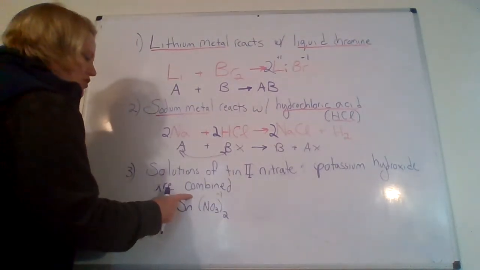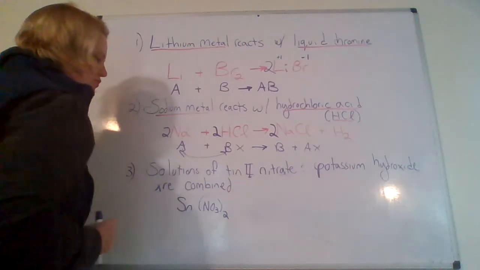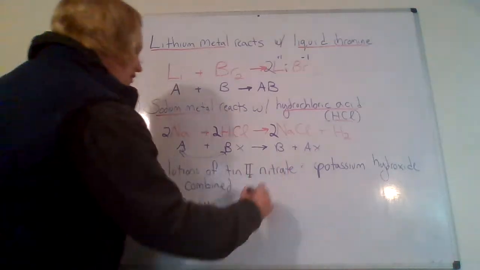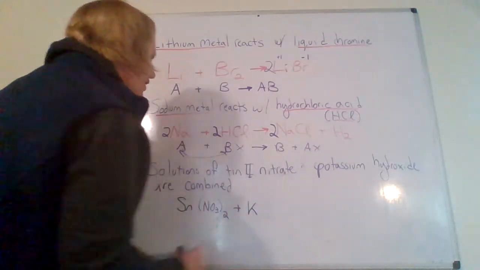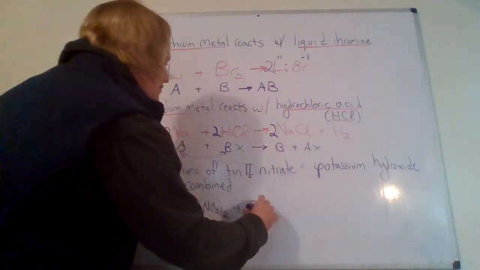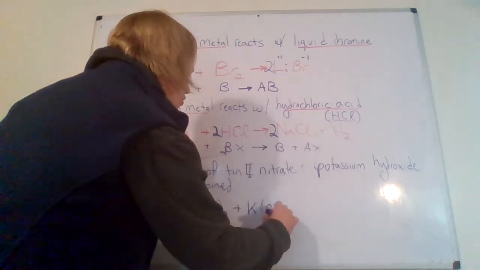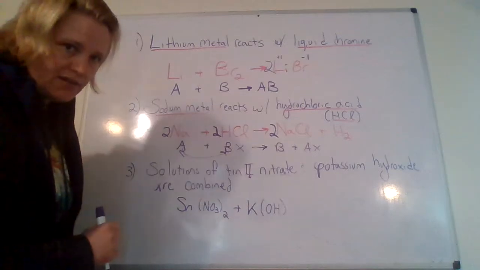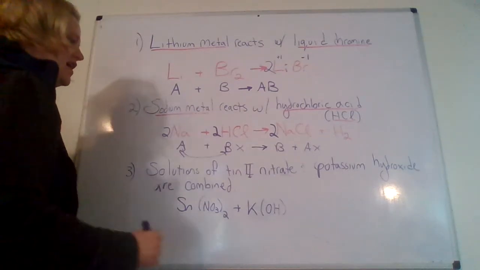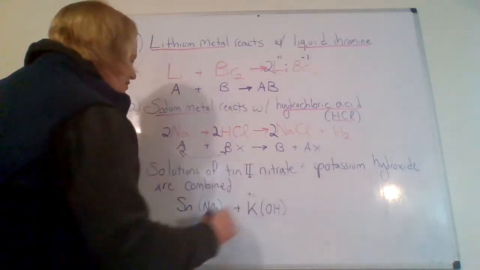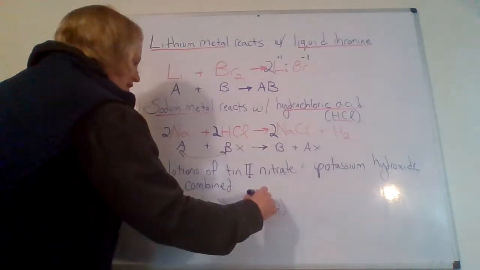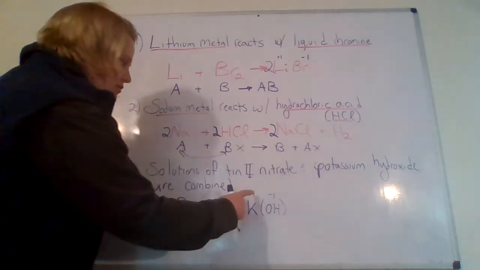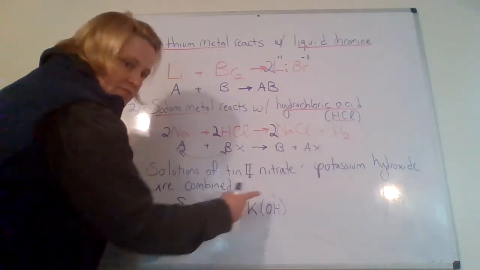I'm going to erase those charges here just so I don't get myself confused. Plus potassium hydroxide. Potassium is K. Hydroxide is going to be OH. It's one of the very few polyatomics that does not end in -ate or -ite. And I'm going to remind myself potassium has a +1, hydroxide has a -1, and so those charges balance each other out. So that's the correct formula.